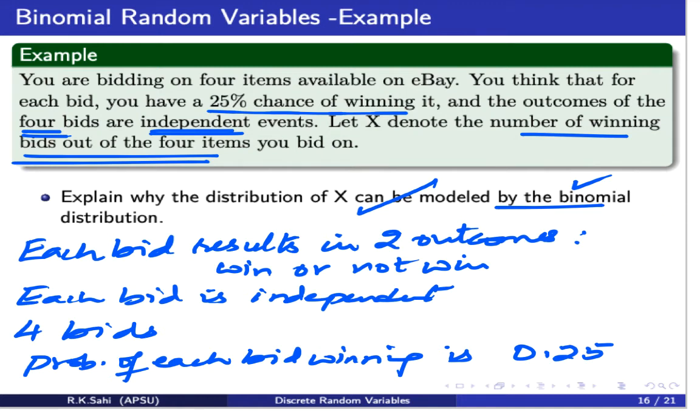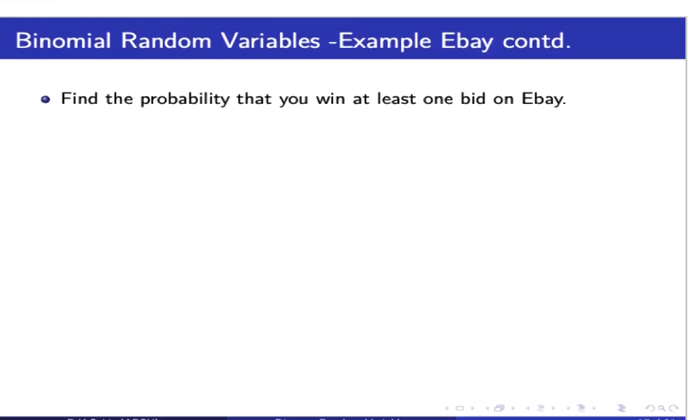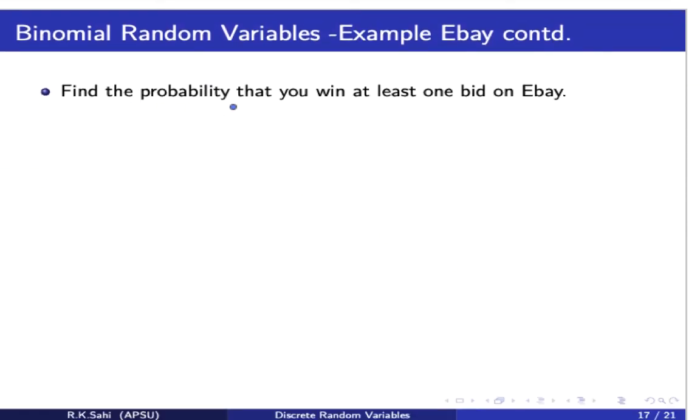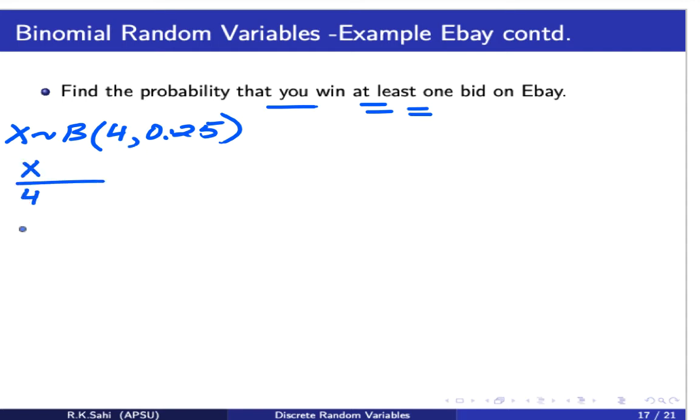Now let's look at the question. It says, find the probability that you win at least 1 bid. X has a binomial distribution with 4 fixed trials and probability of success 0.25. Now what are the possible values? Because it's a random variable, it's going to take some values. What are those values for X? So X can win all 4 bids, 3 bids, 2 bids, 1 bid, or none of the bids.